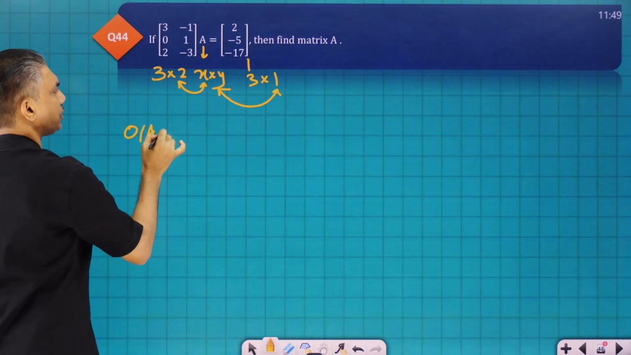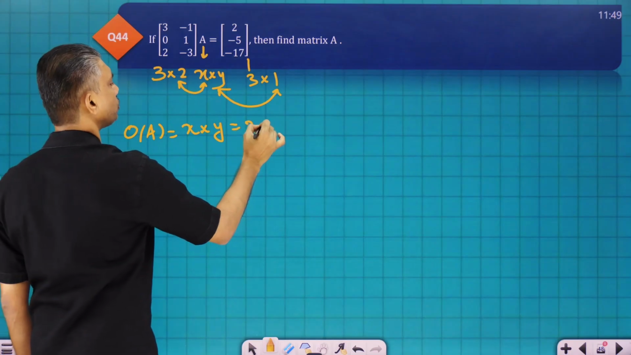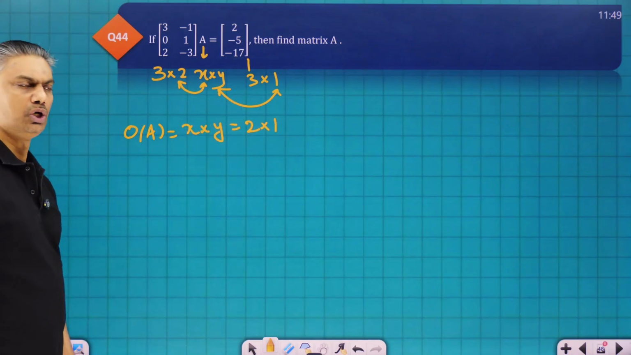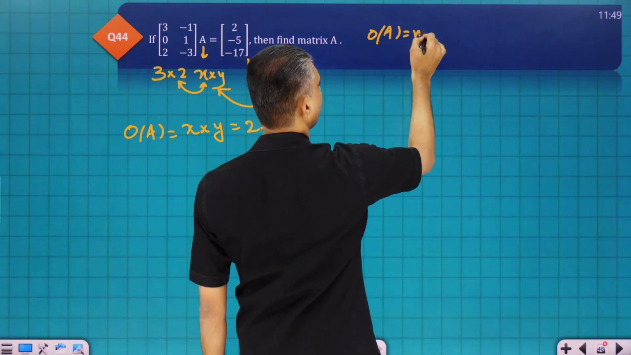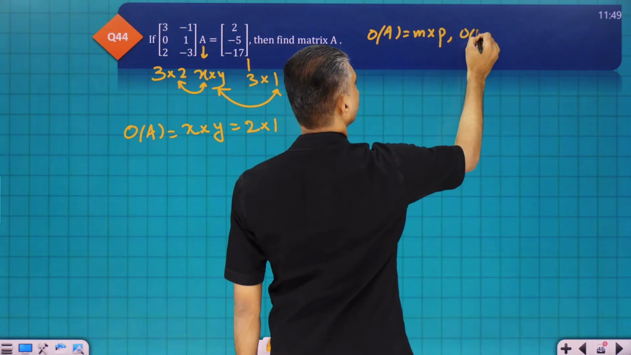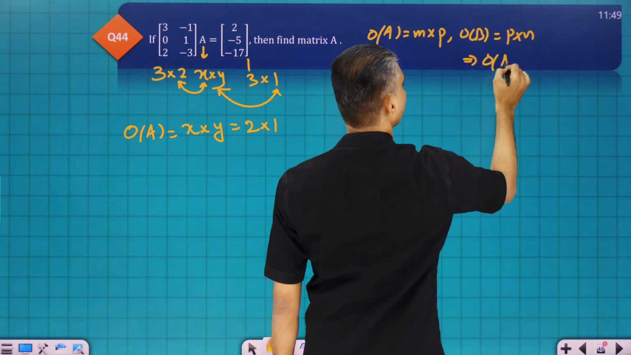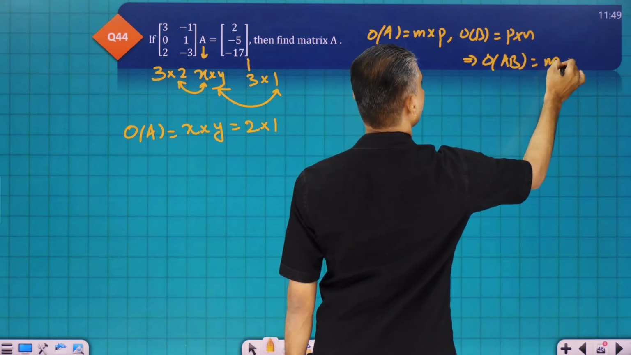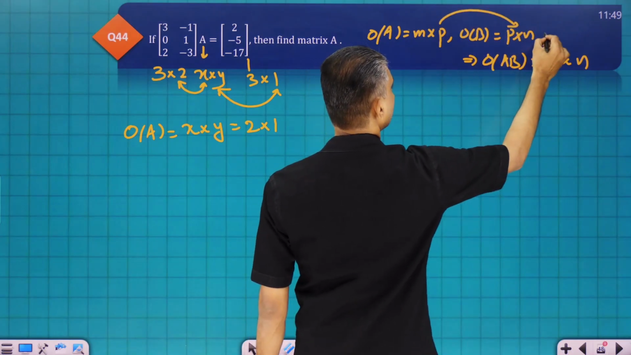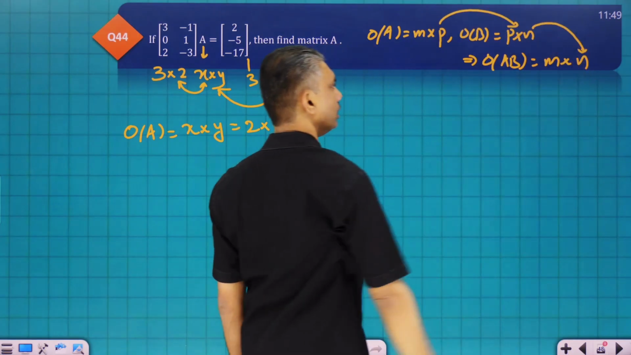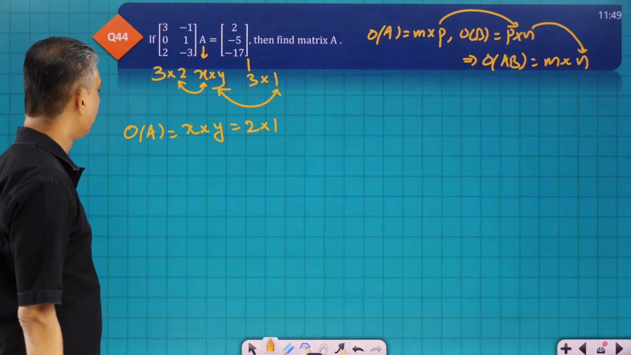So, order of A should be X by Y, that's equal to 2 by 1. We have already studied this theory. If order of A is equal to M by P and order of B is equal to P by N, then order of AB is equal to what? M by N. So, P should be equal, and this should be equal. We already discussed all this in the first few videos.